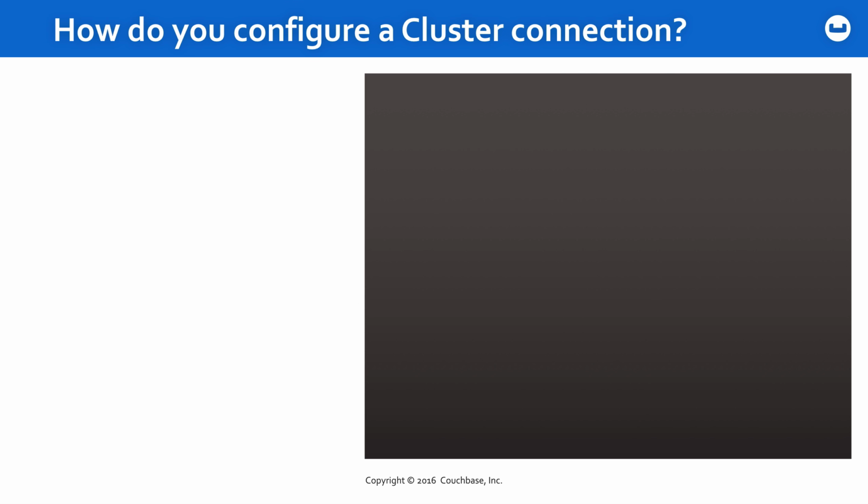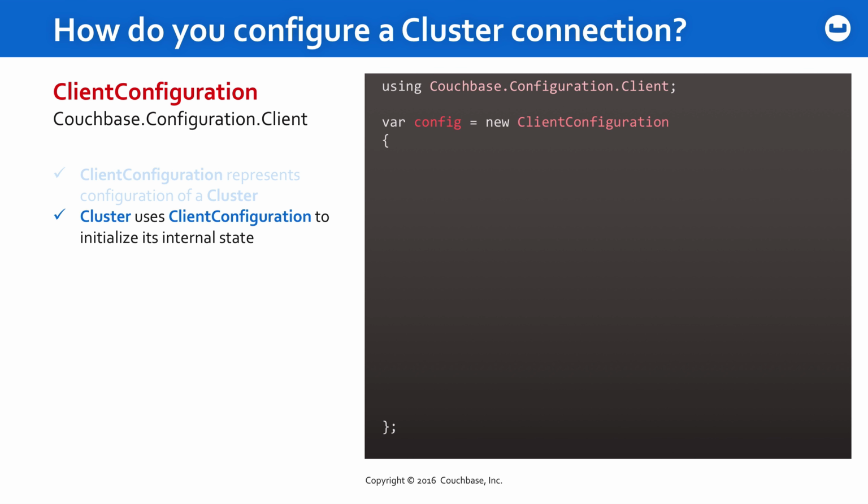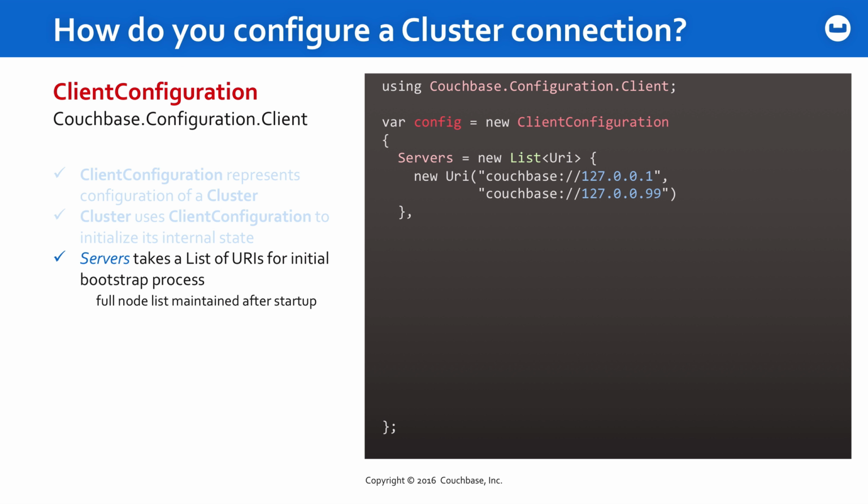So how do you configure a cluster connection for Couchbase? Well, it's all based around the client configuration class. You see the package underneath it there if you want to go out and look at it immediately. So the client configuration represents the configuration state for a given cluster. Now, the cluster uses this object to initialize its internal state, as we'll see in a moment. So we're going to use inline property declarations so that we have some easy to read configuration code here, but we're going to create a new config object from client configuration. And the servers property takes a list of URIs.